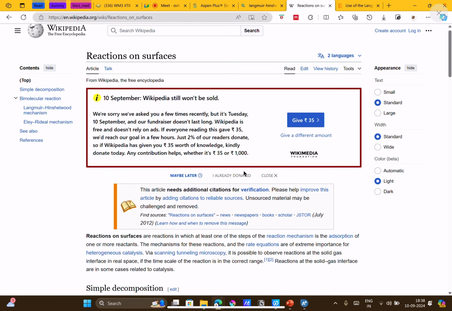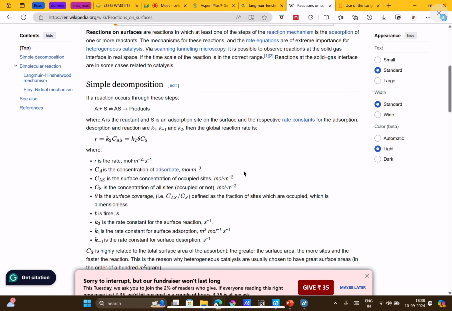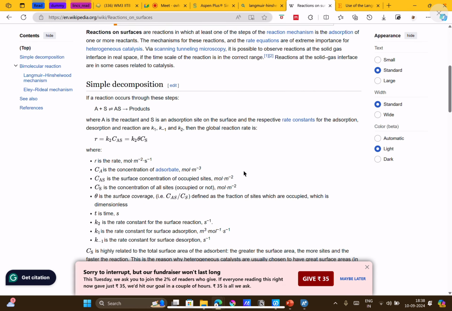So for a surface reaction, if you recall your CRE2 phenomena for the kinetics of a heterogeneous reaction, we have multiple steps occurring during the reaction. First, we have diffusion of your reactant to the heterogeneous surface. Then you have adsorption kinetics. Then you have reaction happening on the surface. Then desorption, and then again diffusion of product from the surface to the bulk phase.